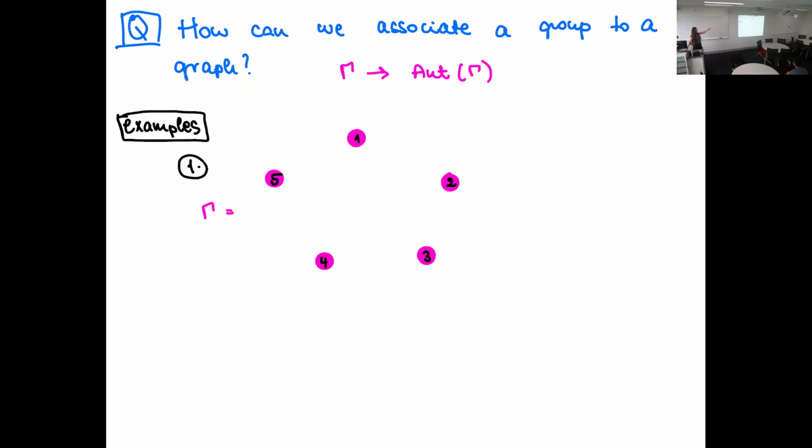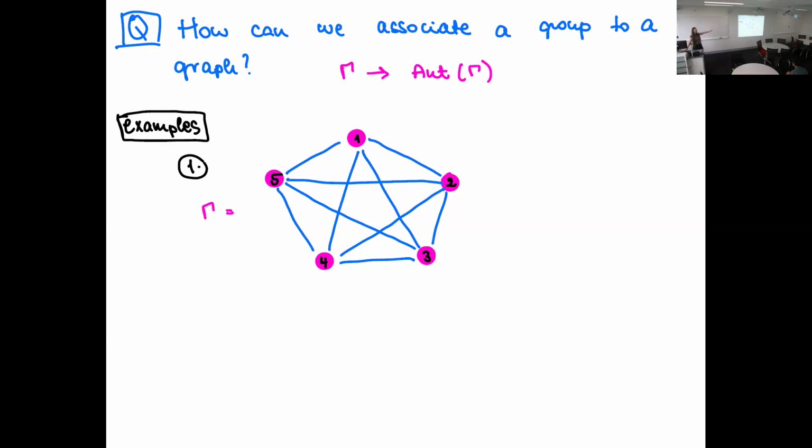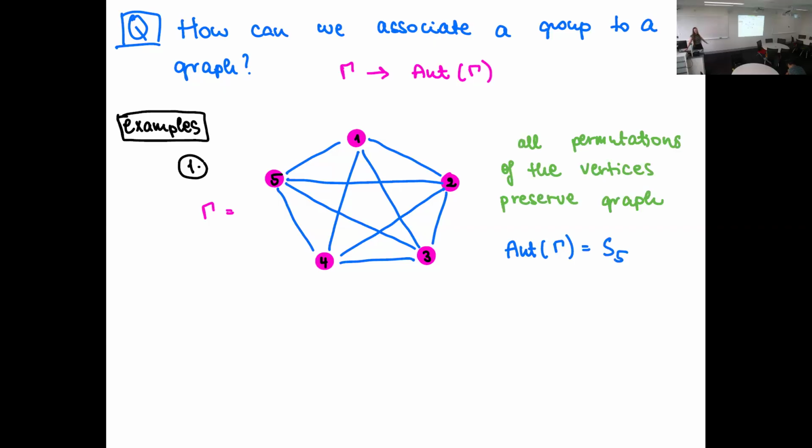So some examples, if we take gamma to be the empty graph on 5 vertices, then whatever we do to the vertices, however we swap them around, they will all preserve the same graph. So then the automorphism group of gamma is? That's fine. Yeah, so all of the permutations are fine. And in fact, this is not the only graph for which S5 is the automorphism group, because if we take all of the edges, then we can still do all of the permutations and preserve the graph.